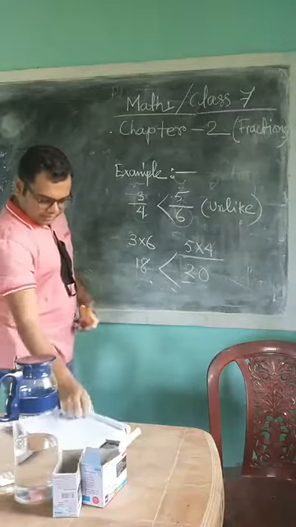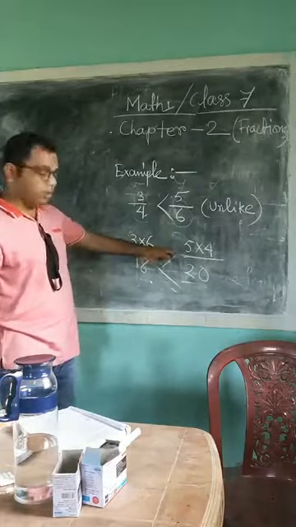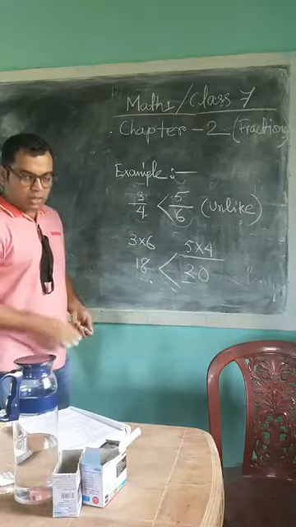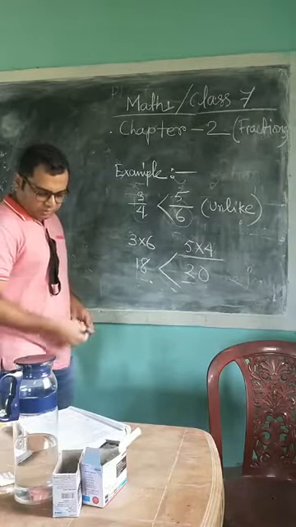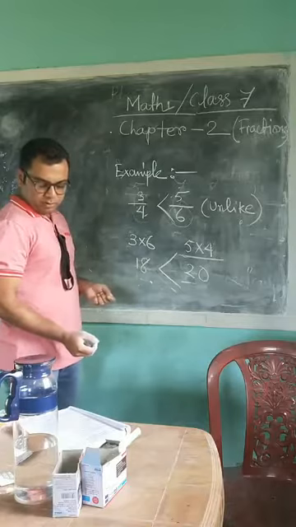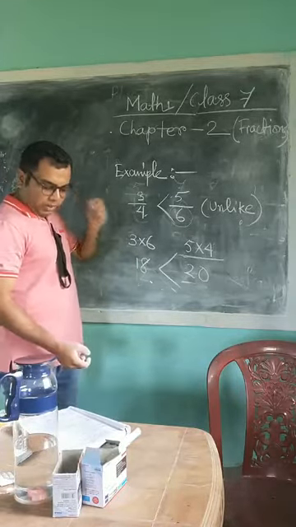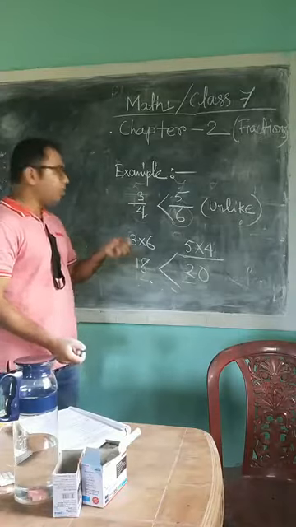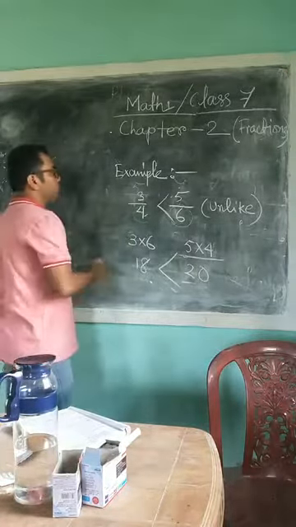In the exercise you have 3 examples, so you can do them with the help of this method. This is called the cross multiplication method. But if you want to arrange in ascending order and descending order, then you must follow the like fraction system. Let me show you.